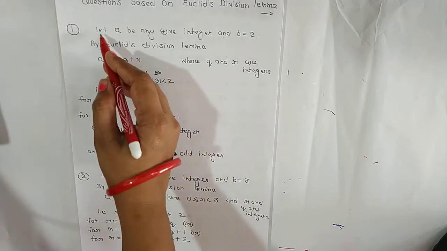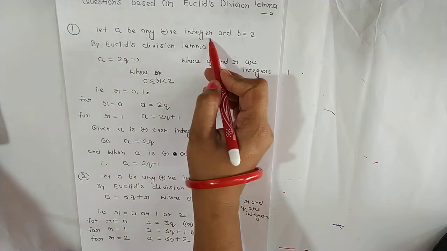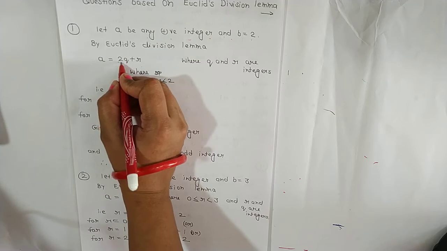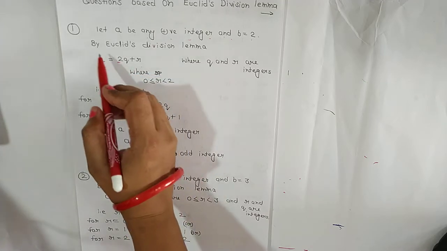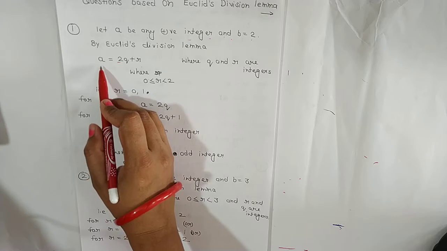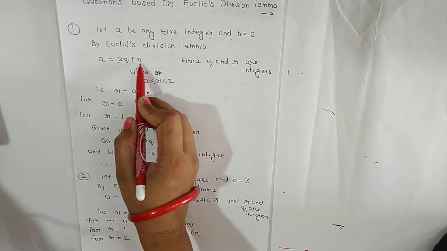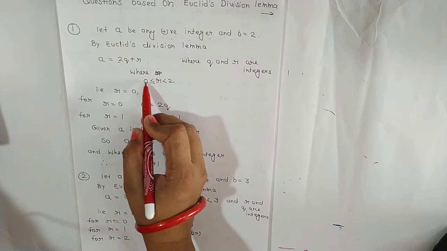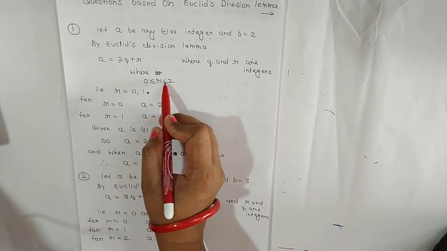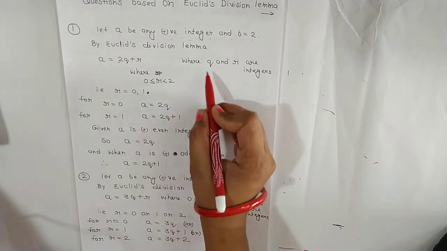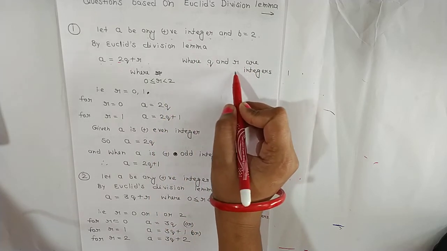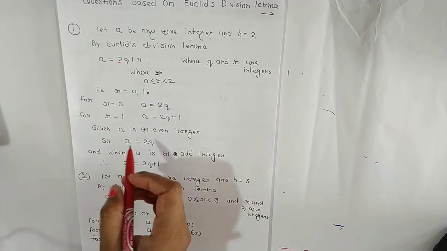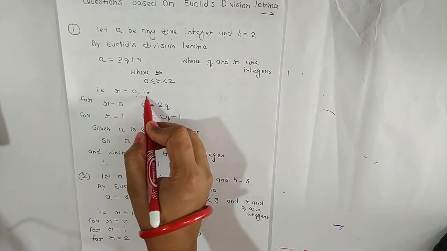So, let a be any positive integer and b is equal to 2. Why? Because it is 2 here. Okay. So by Euclid's division lemma, a is equal to 2q plus r. What is the condition for r? 0 or more than 0, but less than 2, where q and r are integers. So what will be the possible values for r? r will be 0 or 1.